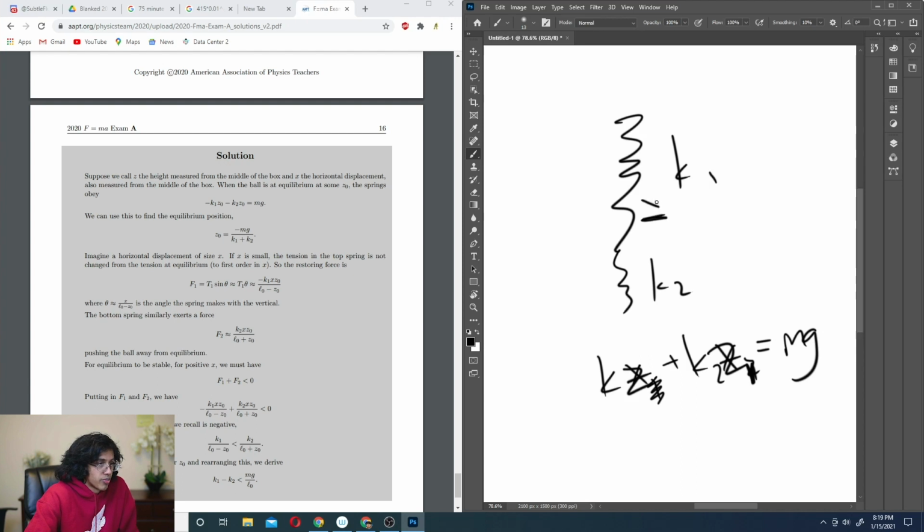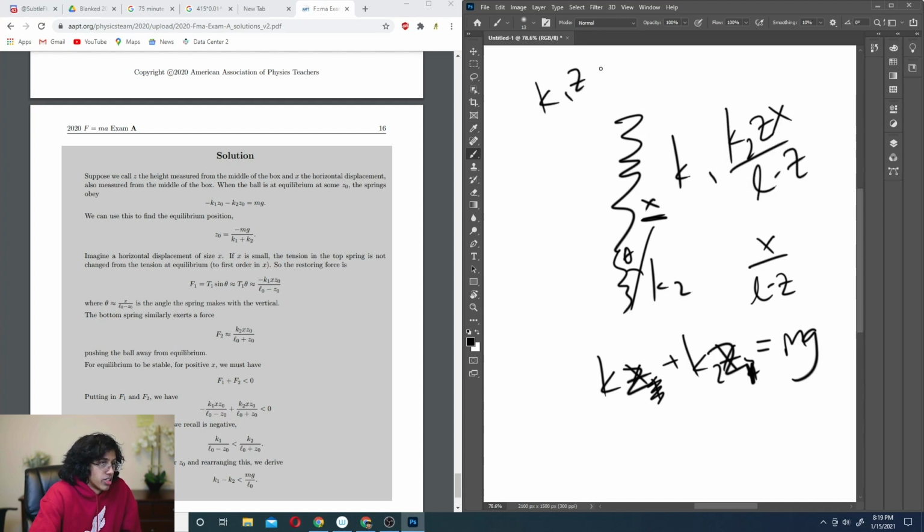Then if we displace by z, we have x over L minus z is this theta. So essentially the force is K2 z times x over L minus z, and then the force pulling the other way is K1 z times x over L plus z, right? So essentially you want to set these equal, or this one greater, because the top one is pulling inwards. So we want this to be greater than that.